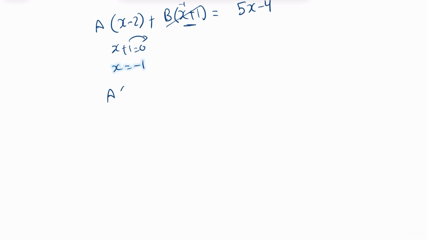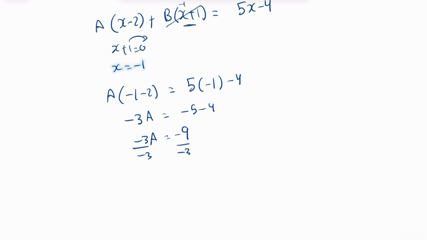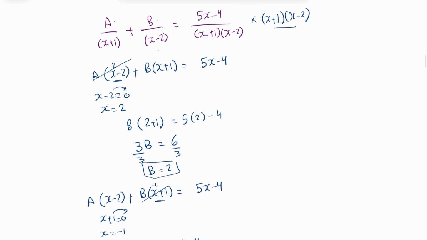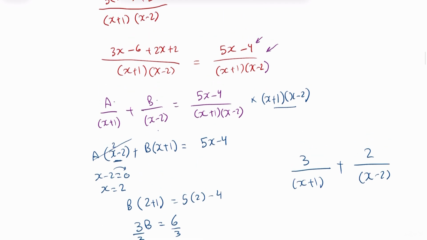So we come up with the value of a this time: a times negative 1 minus 2 equals 5 multiplied by negative 1 minus 4. That means negative 3a is equal to negative 5 minus 4, so negative 3a equals negative 9. So divide by negative 3, and you come up with the value of a as 3. Now just substitute again in your fraction, and you come up with 3 over x plus 1 plus the value of b, 2 over x minus 2, and this is your original fraction again.